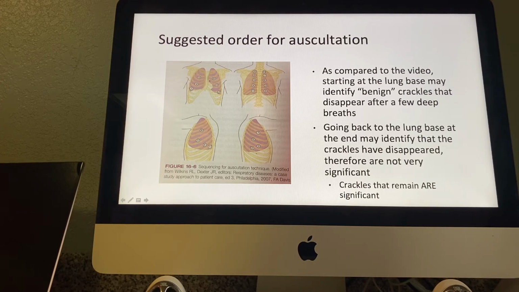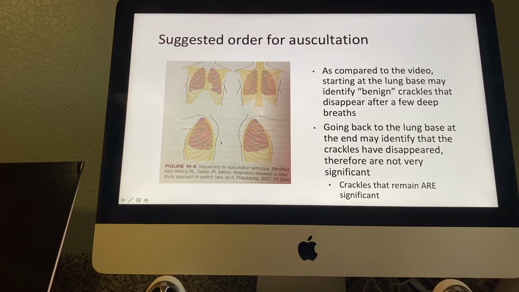you heard that. So if I hear crackles over here, I can say that I have inspiratory crackles in my right lower lobe posteriorly. So when you're giving a report, you can report that as to where you heard it, okay? Here is mid-axillary, 1, 2, 3, 4, and you know what lobes of the lungs we're listening to here as well. So this is kind of a suggested order for auscultation.